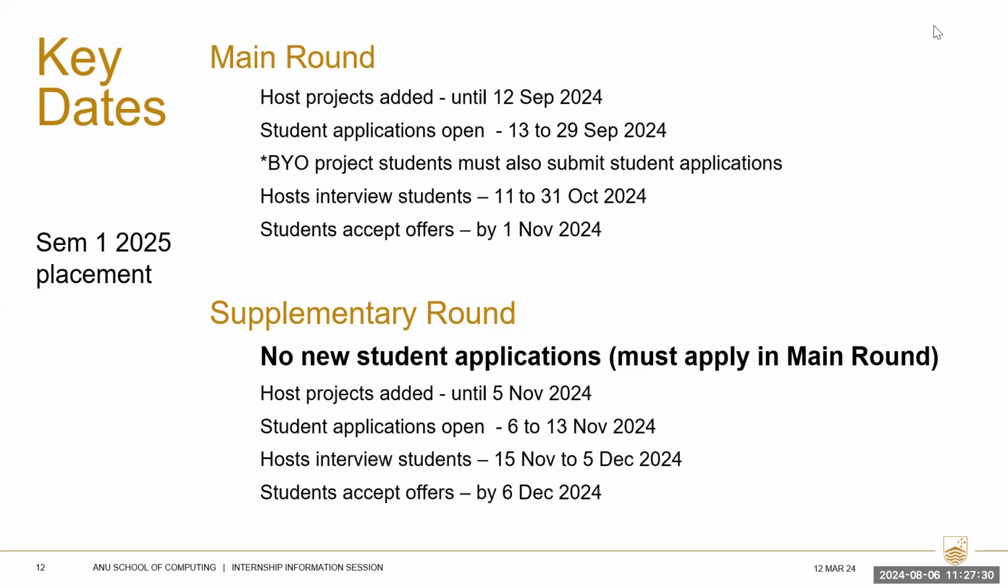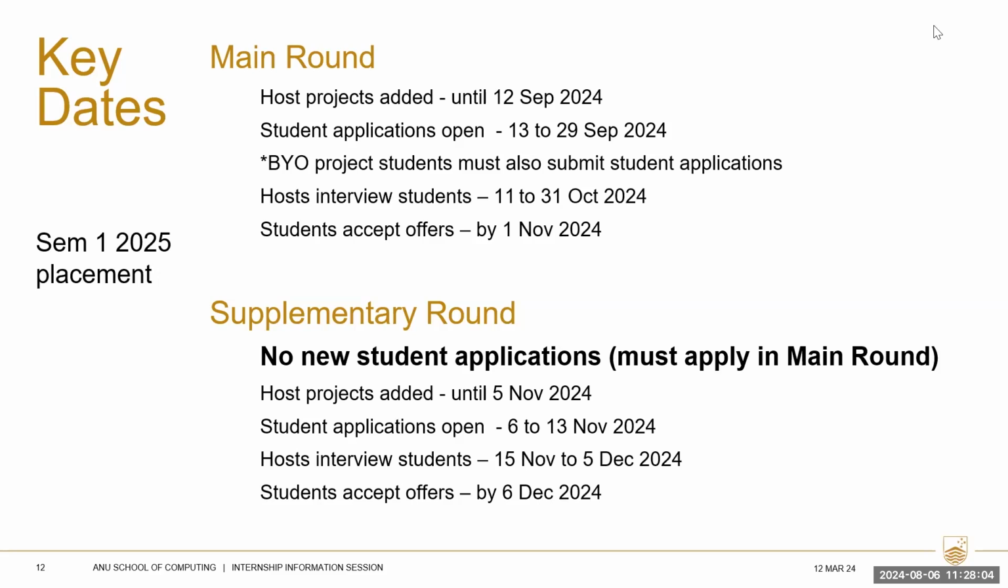So in the main round, the host projects get added until the 12th of September. That means the employers are posting, trying to advertise their projects to us, and then we post them up for you. Then the student applications open between 13 and 29 September. At this point, you can also bring your own project if you're already in paid employment, but those hosts also need to submit an application.